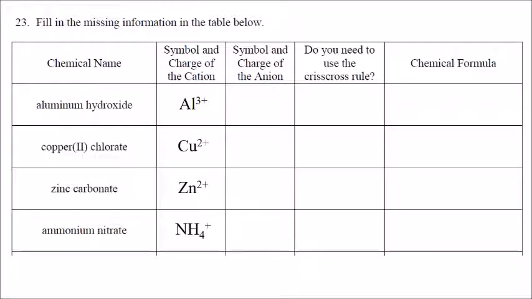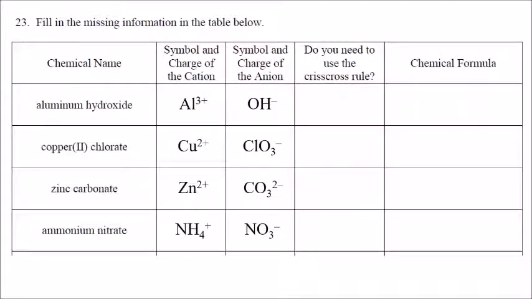For the anion, hydroxide is a polyatomic ion, OH -1. Chlorate is also a polyatomic ion, ClO3 -1. Carbonate is CO3. Its charge is -2. Nitrate is NO3. Its charge is -1.